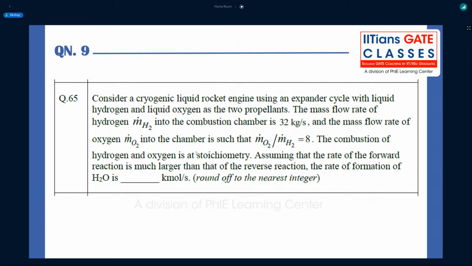Consider a cryogenic liquid rocket engine using an expander cycle with liquid hydrogen and liquid oxygen as the two propellants. The mass flow rate of hydrogen into the combustion chamber is 32 kg per second, and the mass flow rate of oxygen into the chamber is such that the mass flow rate ratio of oxygen to hydrogen is 8. The combustion of hydrogen and oxygen is at stoichiometry. Assuming that the rate of the forward reaction is much larger than that of the reverse reaction, the rate of formation of H2O is? This is quite an interesting question.